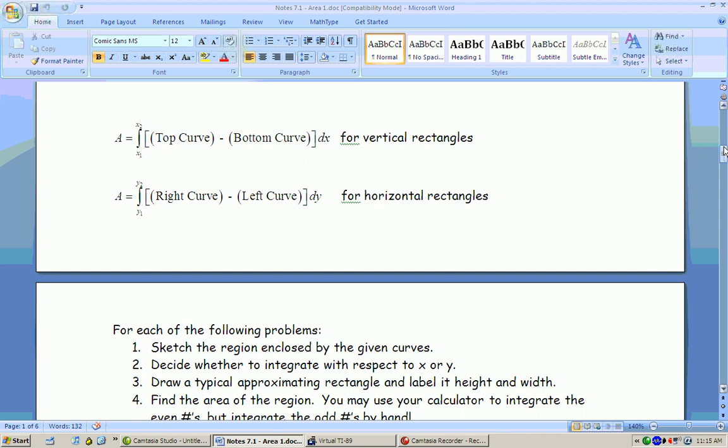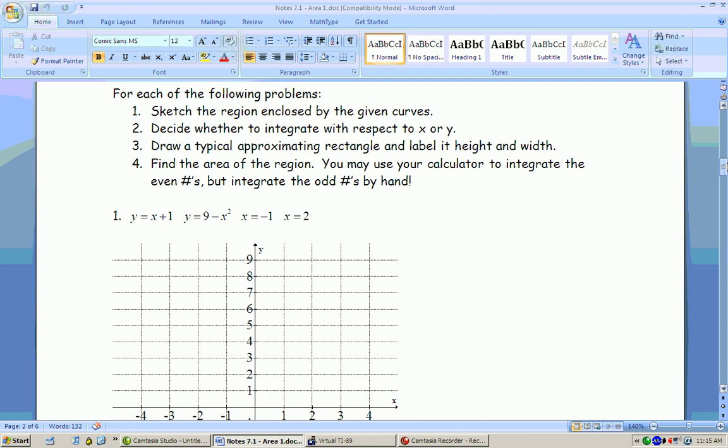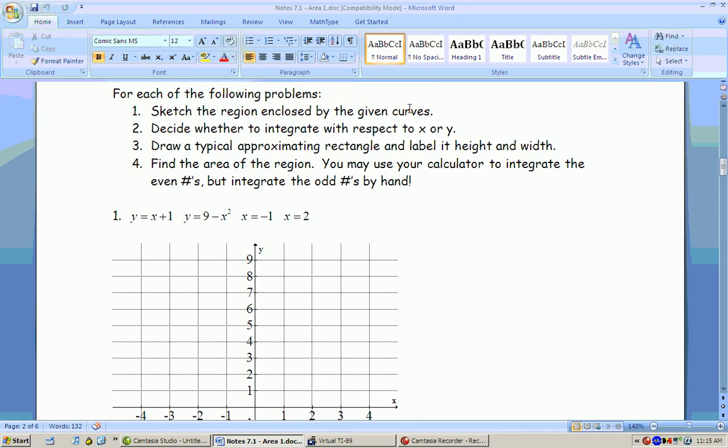All right, we're going to do the first 3 together in class, and then the rest of this is going to be your homework. For each of the problems, I want you to sketch the region that's enclosed by the curves, decide whether to integrate with respect to x or y, so whether to use horizontal or vertical rectangles. Draw your typical approximating rectangle. By that, really numbers 2 and 3 kind of go together because if you're going to integrate with respect to x, you're going to draw a vertical rectangle. If you're going to integrate with respect to y, you'll draw a horizontal one. And then you're going to find the area of the region.